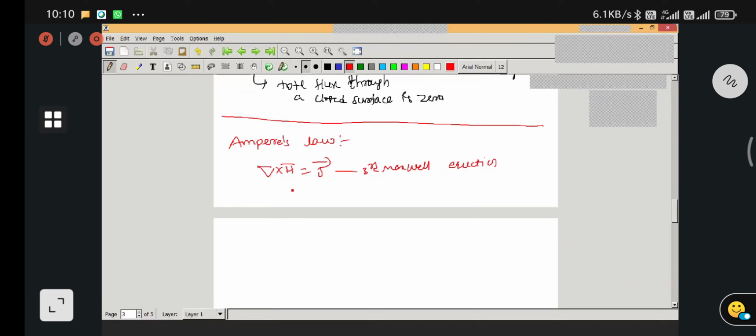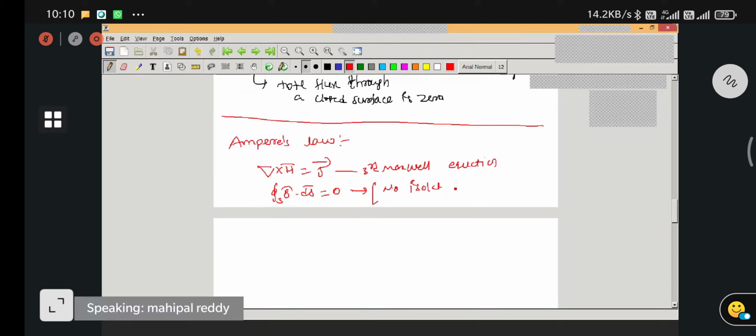This gives the closed surface integral of B dot dS equal to 0. There is no source and no sink, no beginning and no ending point. So B dot dS equals 0, which means there is no isolated magnetic charge. In electrostatics, there is isolated charge; in magnetostatics, there is no isolated magnetic charge.